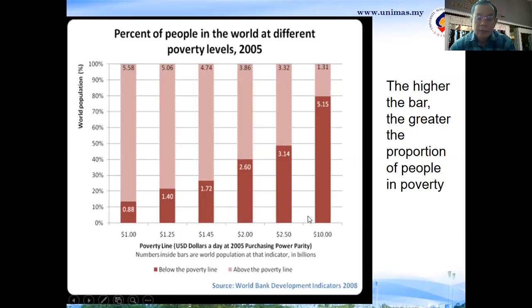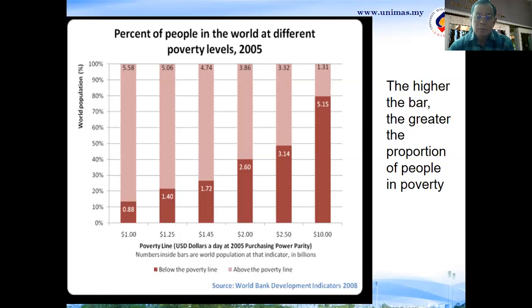However, as the poverty line increases over the years, right now I think the poverty line is about $1.25, $1.30, and so on. So what you can see from here is that as the threshold of the poverty line increases, the greater is the proportion of people in poverty, as a result of the cost of living and so on.